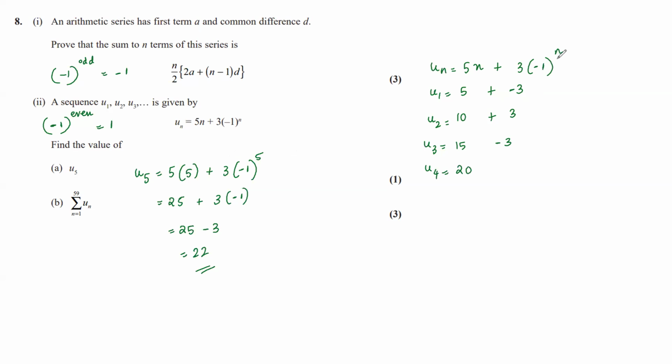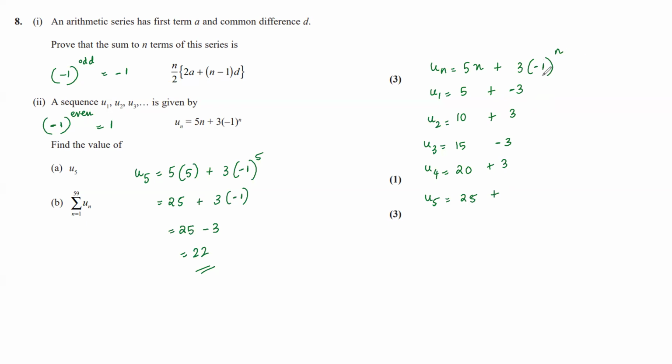4 is an even number. So minus 1 to the power of an even number will be positive 1. So 3 plus 3 this will be. Now, fifth term is 5 into 5 is 25 plus 3 into minus 1 to the power of 5.